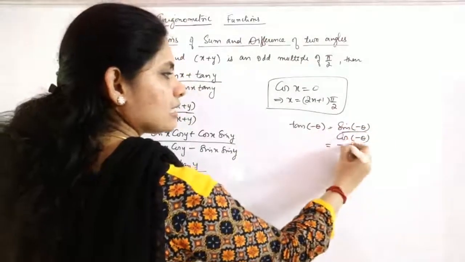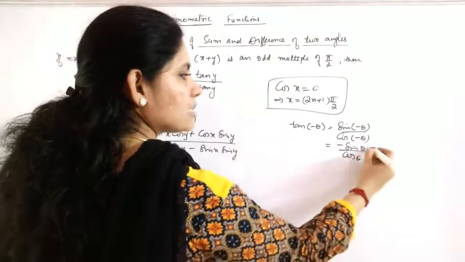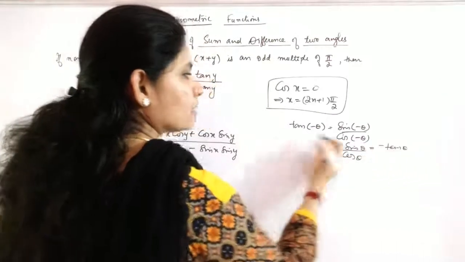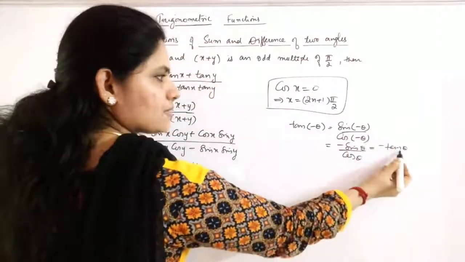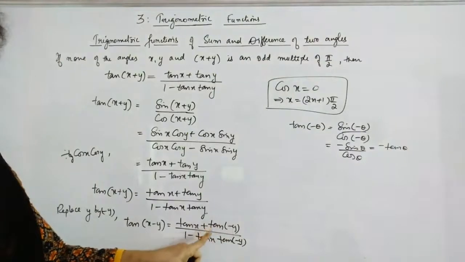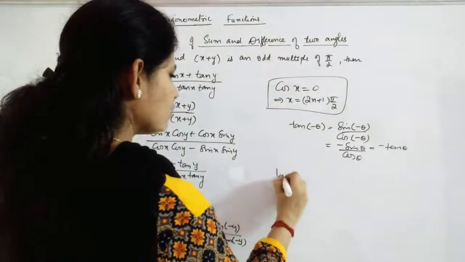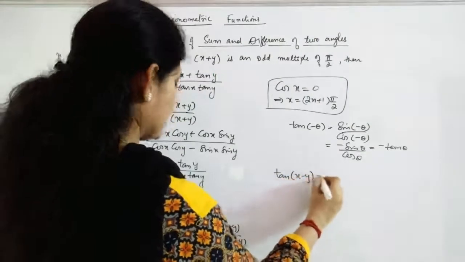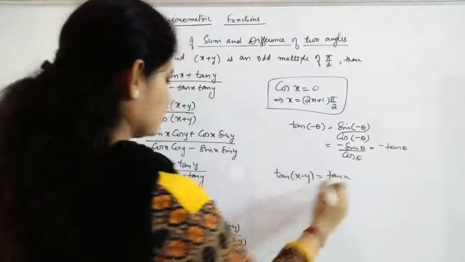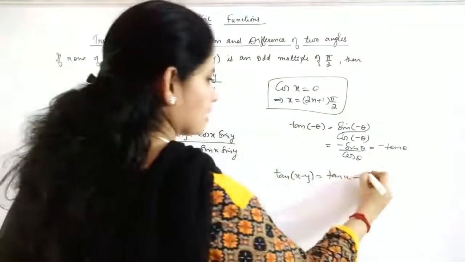And sine of minus theta is minus sine theta and cos of minus theta is cos theta. That means you are getting it to be minus tan theta. So tan of minus theta is minus tan theta, so that tan of minus y can be written as minus tan y. So this will give you, that is your tan of x plus x minus y will become tan x.